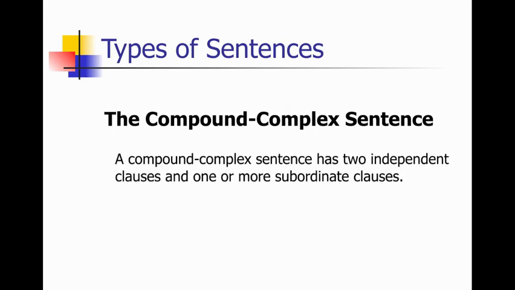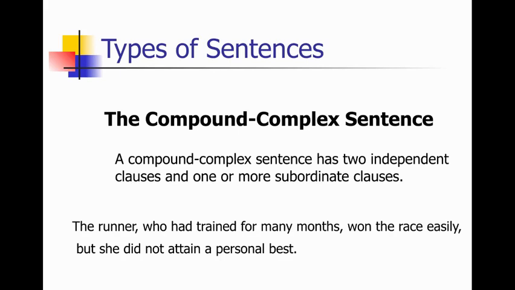The last type of sentence is the compound complex sentence, and that has 2 independent clauses and 1 or more subordinate clauses or dependent clauses. So that means it has 2 parts of the sentence that could be complete standalone sentences and 1 or more dependent clauses, subordinate clauses that cannot stand by themselves. These sentences, I have to admit, they tend to be longer than the rest of the sentences.